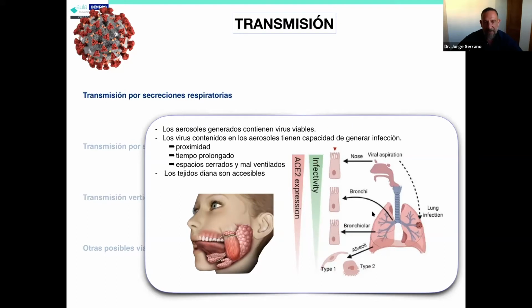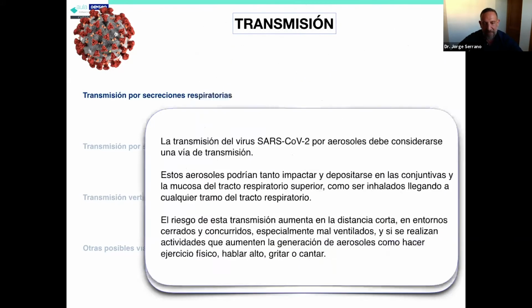So in order to say that this is a possible way of transmission, we have to see if the virus present in the aerosols is viable. This was proven in the studies, that the virus present in the aerosols can reach the target organ and create an infection. This infection is more plausible depending on the proximity and the time of exposure. The longer, the worse, more chances of being infected, and especially in closed areas with bad ventilation.